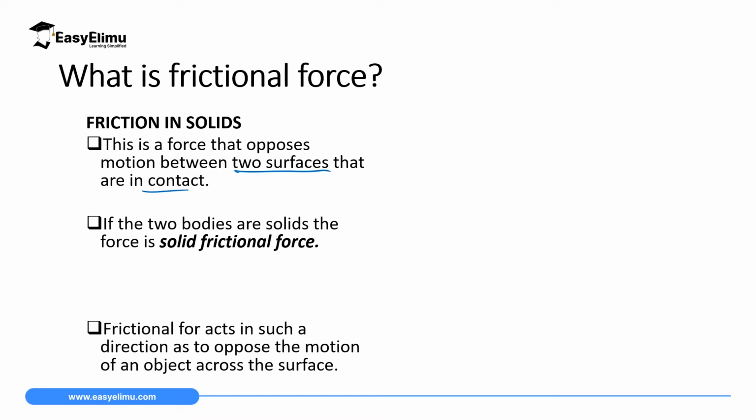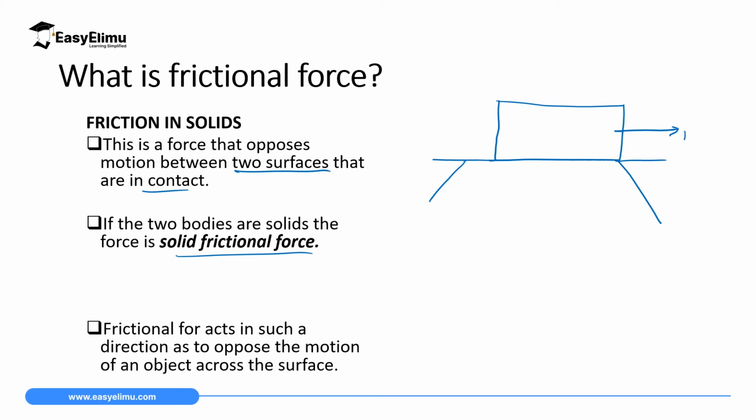If all the surfaces which are in contact are solids, we are going to call it frictional force. And frictional force acts in such a direction as to oppose the motion of an object across the surface. For example, if you have a box on top of a table, and you are pulling that box in that direction, towards the right of the screen.